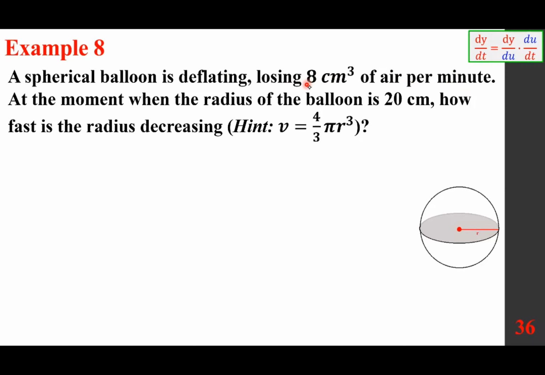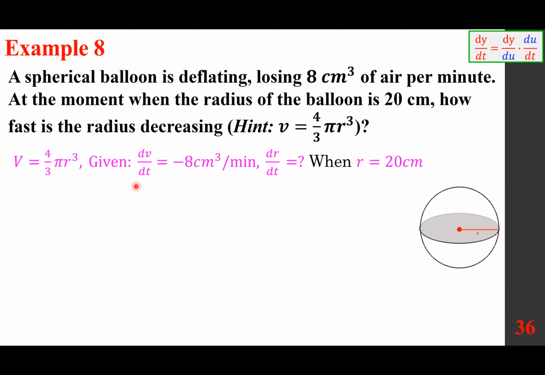And we want dr dt when r is 20 centimeters. So this is the volume we are supposed to know. dv dt is 8, but we have to write negative because it's losing air, because it's deflating. And that's really the key. So this results in this sign. And of course, this would be the units, and dr dt is of interest to us.